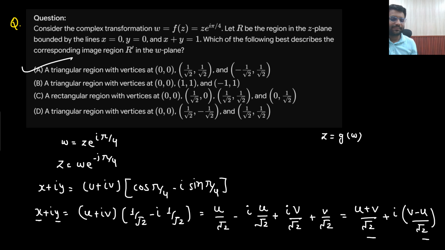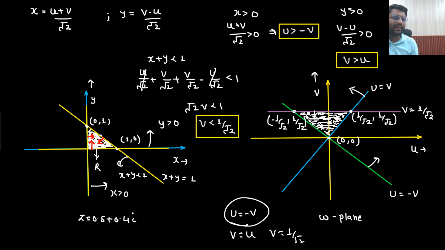They could have asked what is the area of this region as well. So how would you get to know the area? You would find out the length and the height. Height would have been 1 by under root 2. And what would be the length? This is your 1 by under root 2, this is your minus 1 by under root 2. So length would be 2 into 1 by under root 2. So area would have been 1.